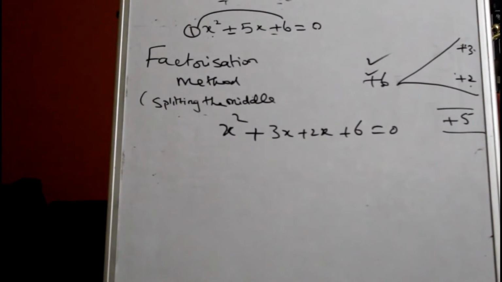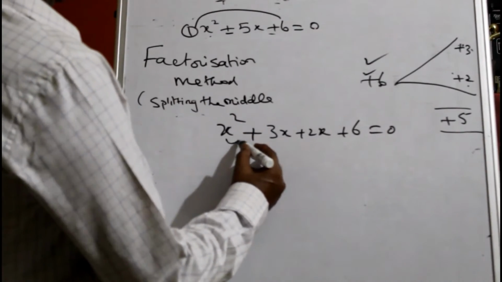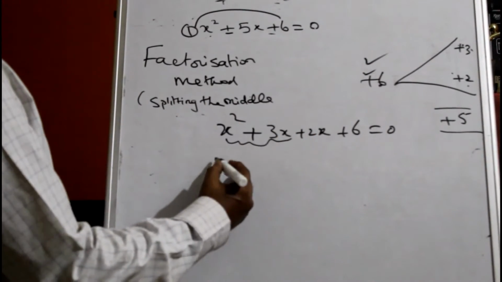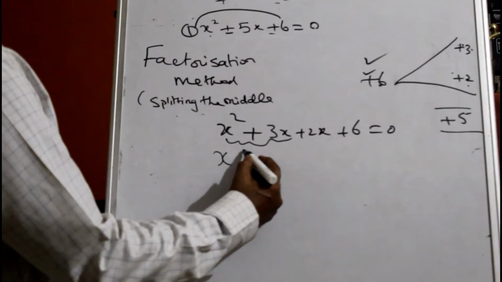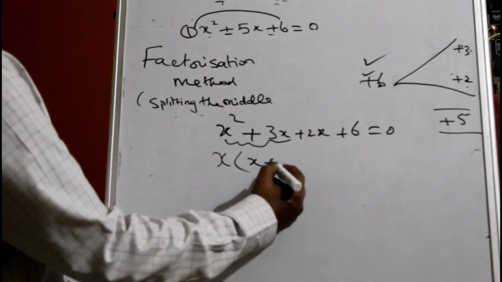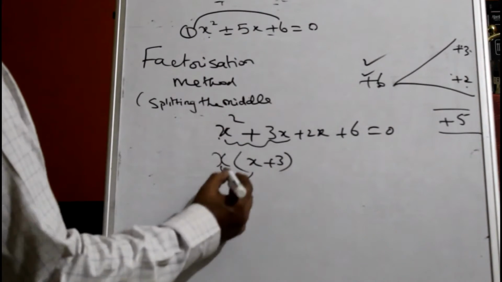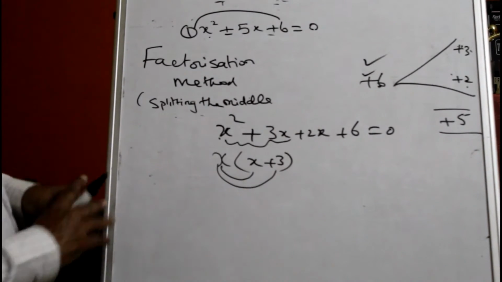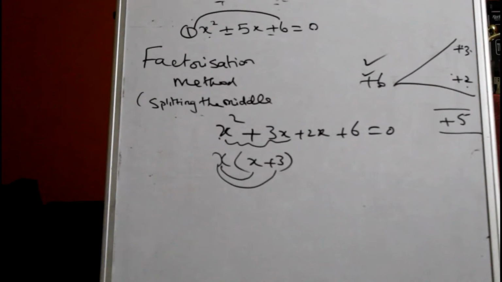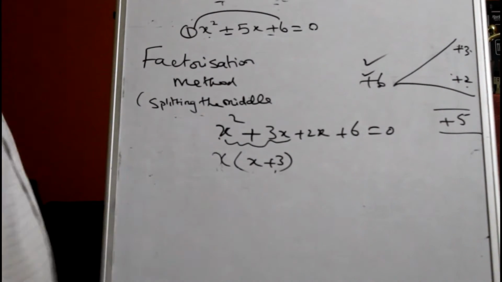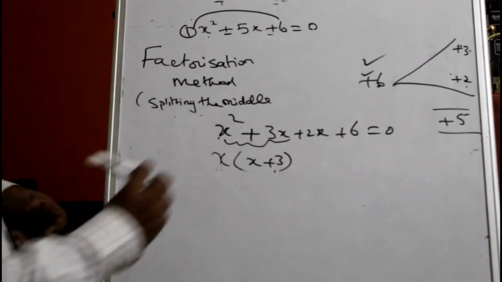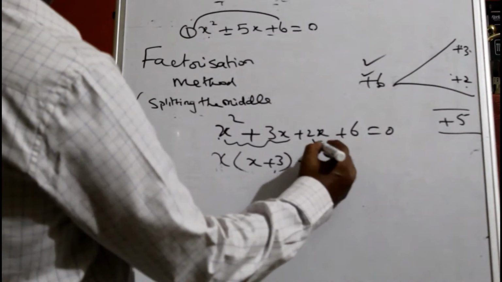Now, you must take the common in the first two. Remember, the first two, the common number is x. So when you take common, you get x plus 3. You can check it. If you multiply this, you get this x square. You multiply this, you get the 3x. So you take these two common. Next, put the sign first, plus, and then take these two.